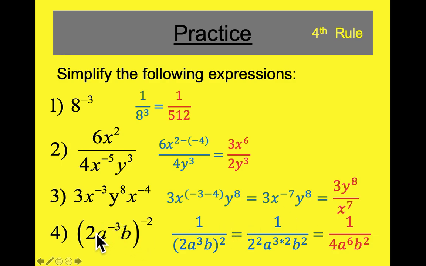Then on this last one, we have the whole expression raised to the negative 2. So the whole expression, everything inside of the parentheses needs to go into the denominator, and then our negative 2 flips to a positive 2 now in the denominator. Now, since this whole expression is squared, then you have to square every term here. So that means that we're going to have 2 squared times a to the 3 times 2 and b squared. So simplifying that becomes 1 over 4 a to the 6th b squared.